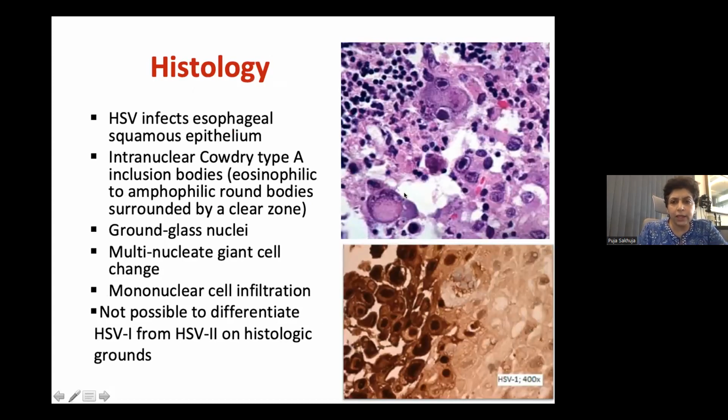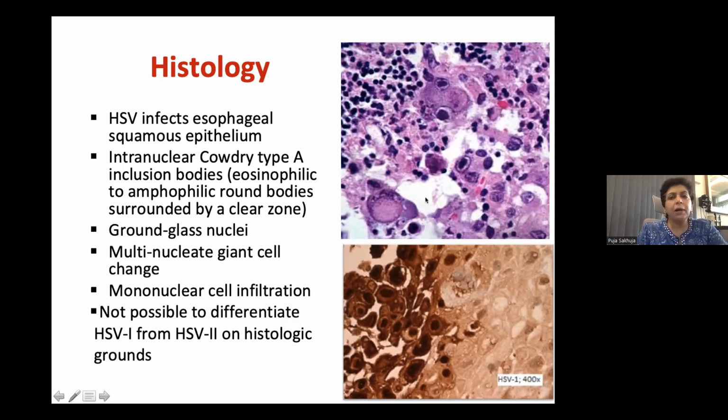Histologically, what we see is these classical 2 types of inclusions. One are these ground glass inclusions, like a glassy eosinophilic inclusion within the nucleus. And the second are these characteristic Cowdry A dark inclusions in the nucleus with a clear halo around them. These are the Cowdry A type of inclusions. And in addition, you see some multinucleate giant cells.